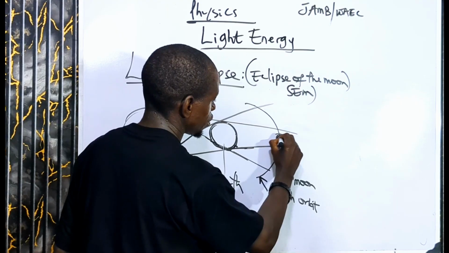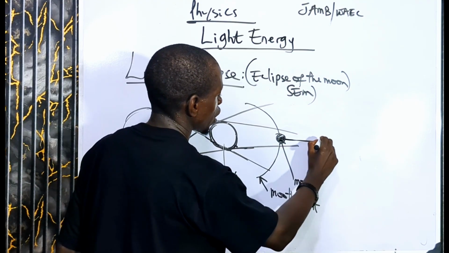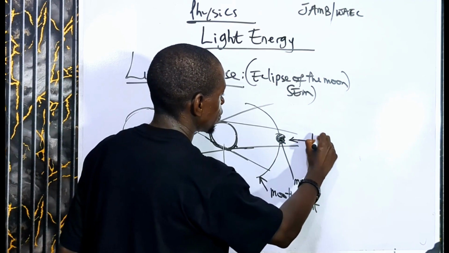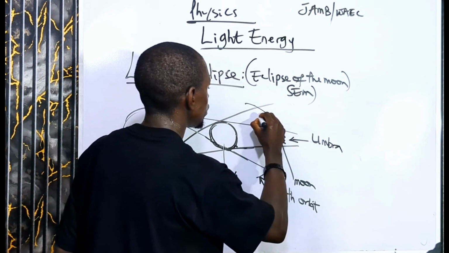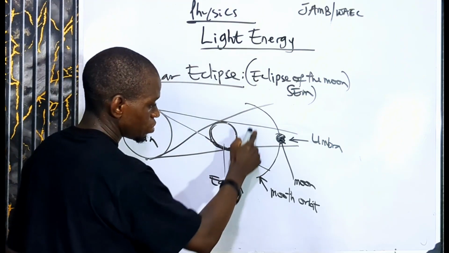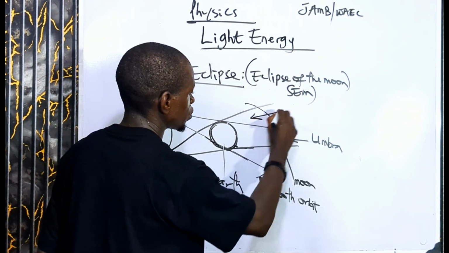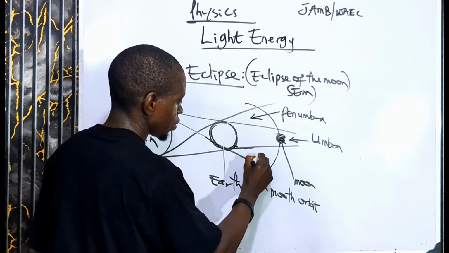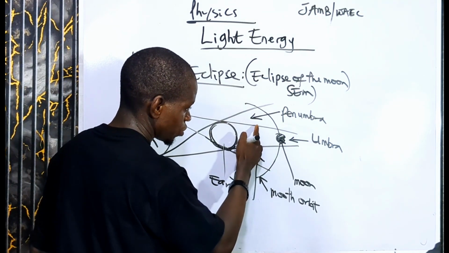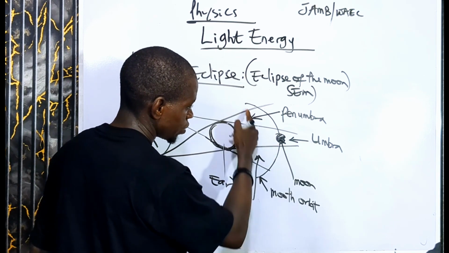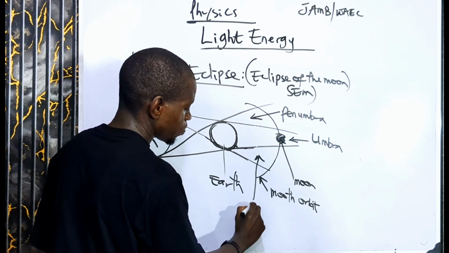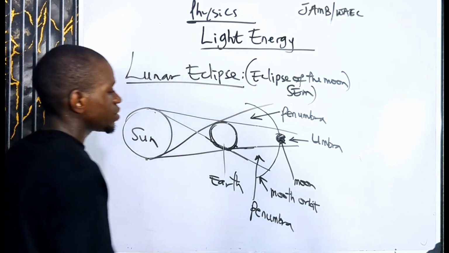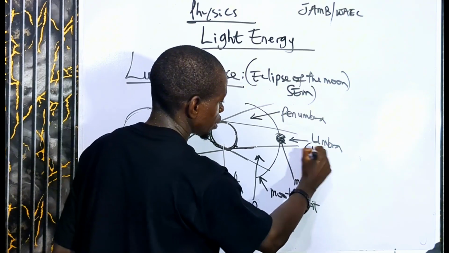Here, the moon is going to be dark. So this region alone is our umbra region. Then this region is our penumbra region. Likewise, this region here, remember, this region is umbra, this region is penumbra. So at the umbra region, we're going to have total eclipse.